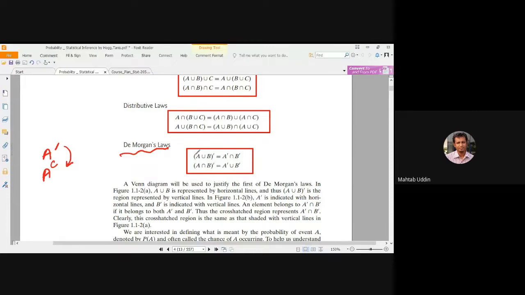The complement can alternate the union. The complement of A union B is equal to A complement intersection B complement. Okay? Also, the complement of A intersection B is equal to A complement union B complement. These are very, very important in real life.